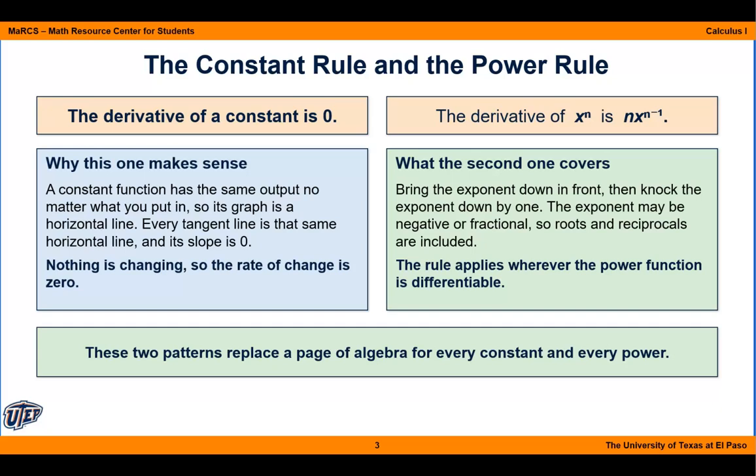The power rule states that if f(x) is equal to x to the power n, then f'(x) is equal to n times x to the power n minus 1, wherever the power function is differentiable. To apply the rule, bring the exponent down as a coefficient, and then subtract 1 from the exponent. The exponent may be positive, negative, or fractional. This means the same rule applies to ordinary powers, reciprocals, and roots once they are written in power form. These two rules replace the full difference quotient calculation for every constant and every power.